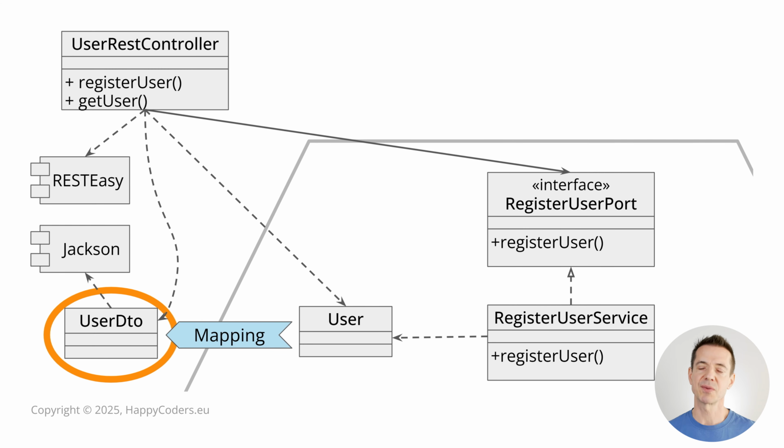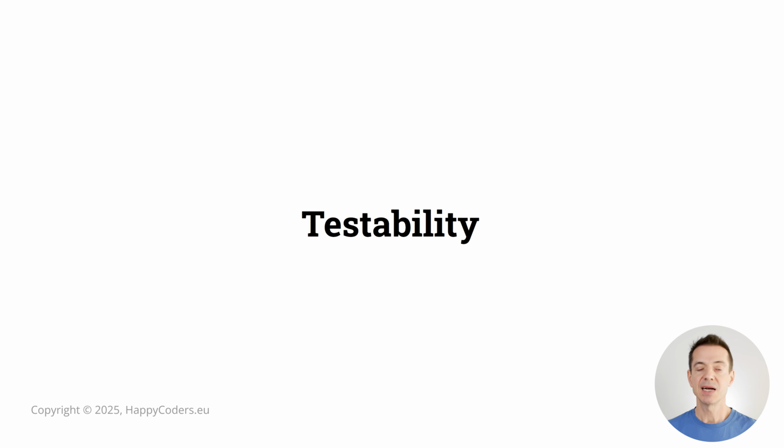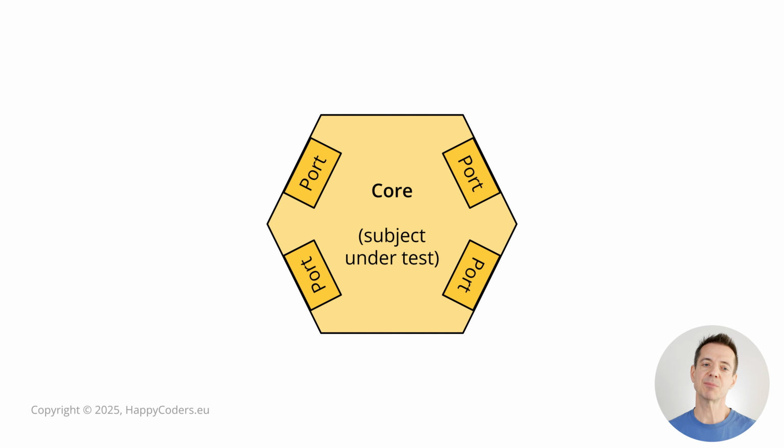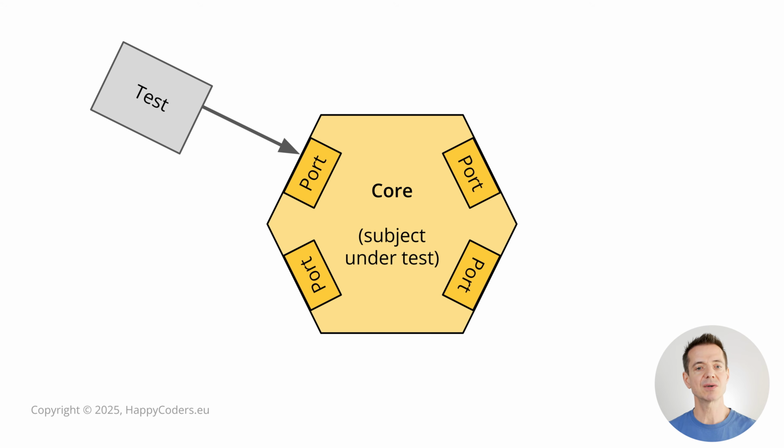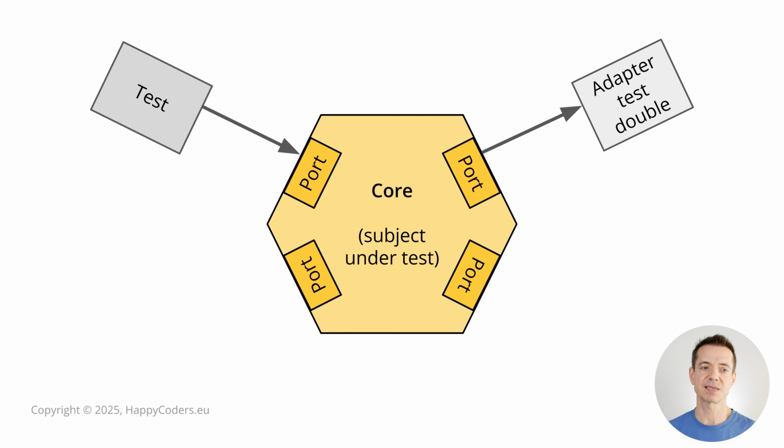And now we come to one of the big advantages of hexagonal architecture, testability. At the beginning, I talked about the goals of a software architecture. And there I mentioned isolated testable components as one of the requirements. And in fact, hexagonal architecture makes it very easy to test components in isolation. We can easily test the application core by invoking it via a primary port and connecting the secondary port or ports affected by the test with test doubles.